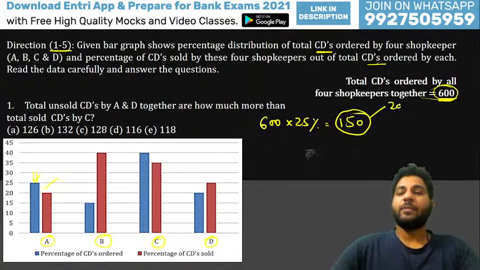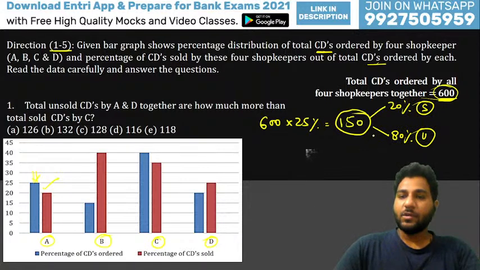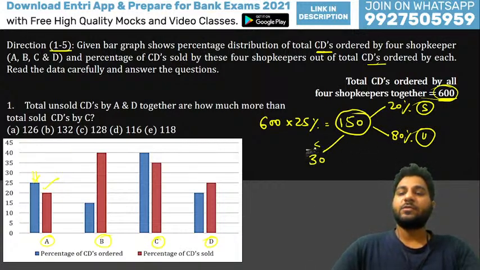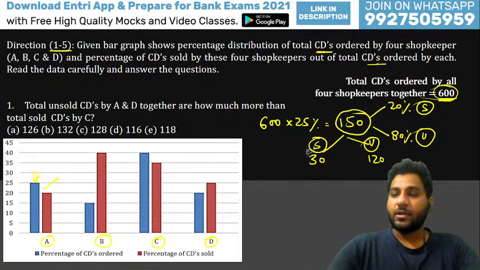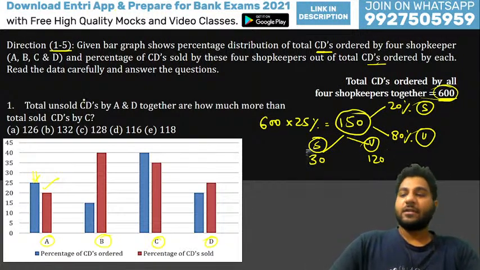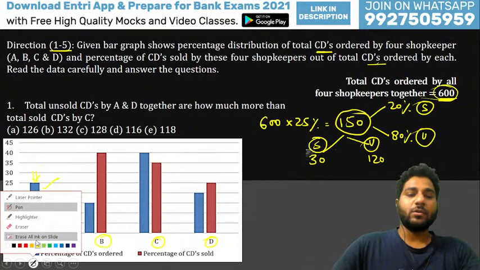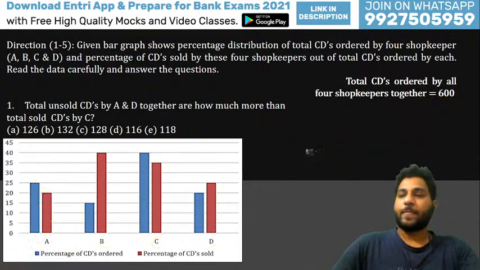That means 20% has been sold, so 80% is unsold. So you can count 20% of 150 is 30. That means 30 will be sold and 120 will be unsold. So that's the kind of data. I hope you all have understood this. So guys, let's start giving the answers of the first question, and I am going to do the question. Look at this.